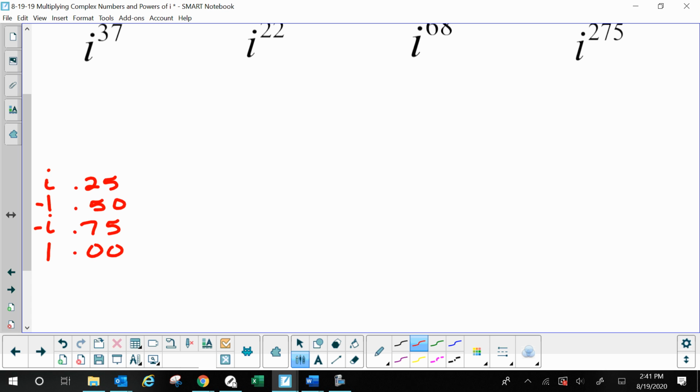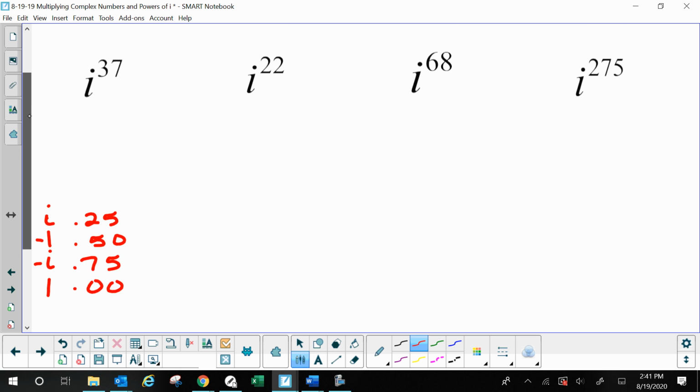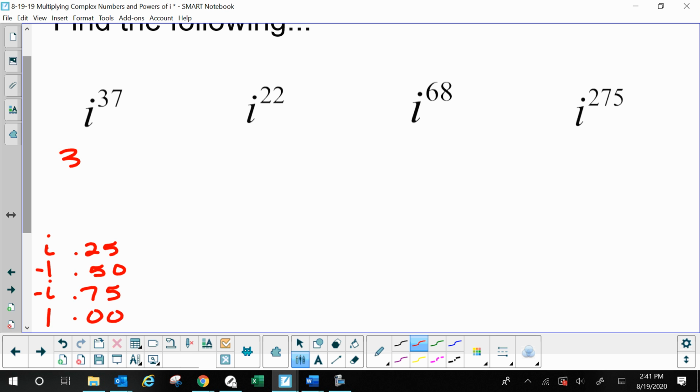So, what is 37 divided by 4? The decimal ended in 0.25, so that's going to be i. You can put i squared, you just put negative 1. It's going to be i, negative 1, negative i, or 1. One of those 4.